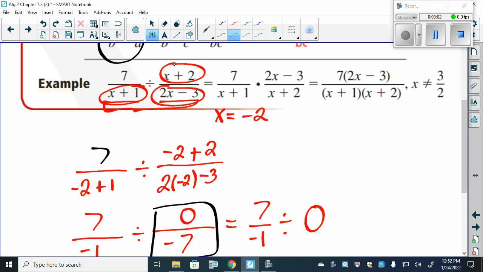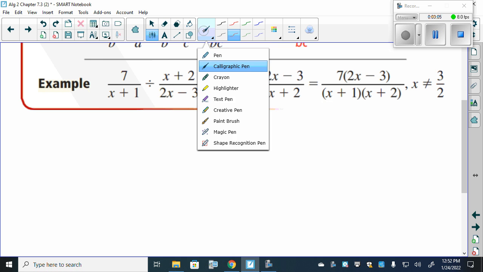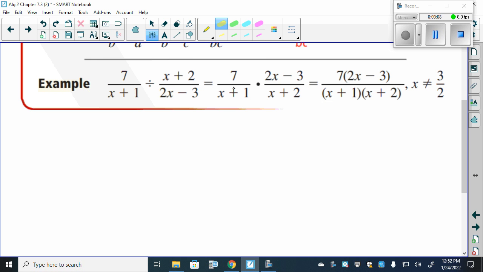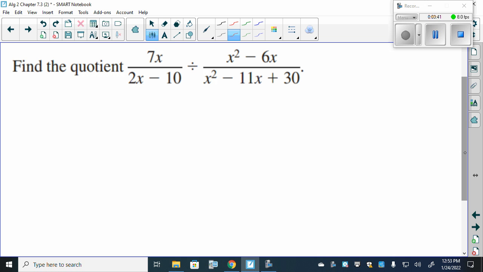So realistically, if we're talking about restrictions, what values of x we can't have, we're looking at all of this here. So for this example, the denominator of the first and everything we're dividing by cannot be 0. Because if any of this becomes 0, we're dividing by 0. If the whole thing becomes 0, it does not work. So we'd have to look at a few more places for restrictions. Well, let's actually get into an example.